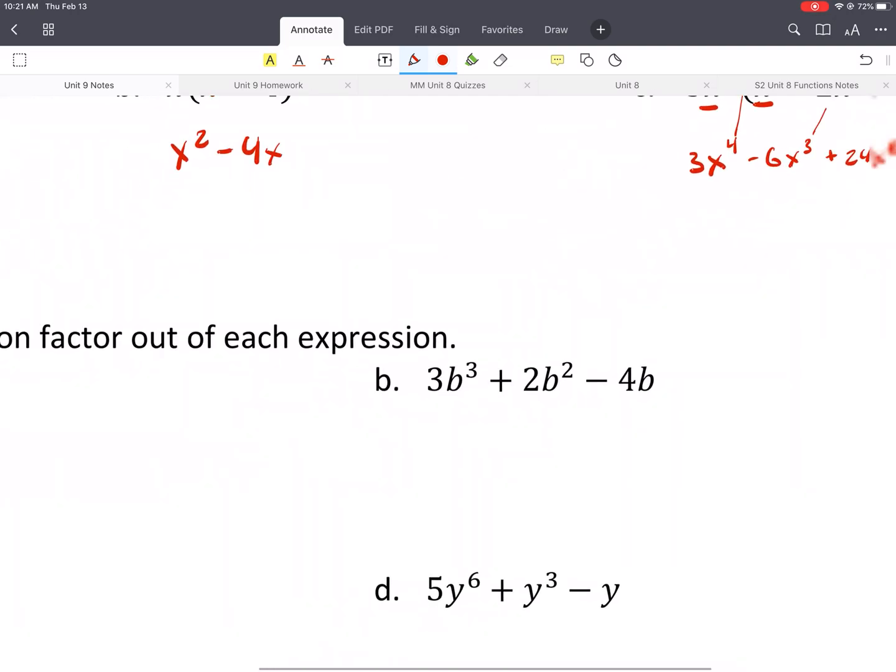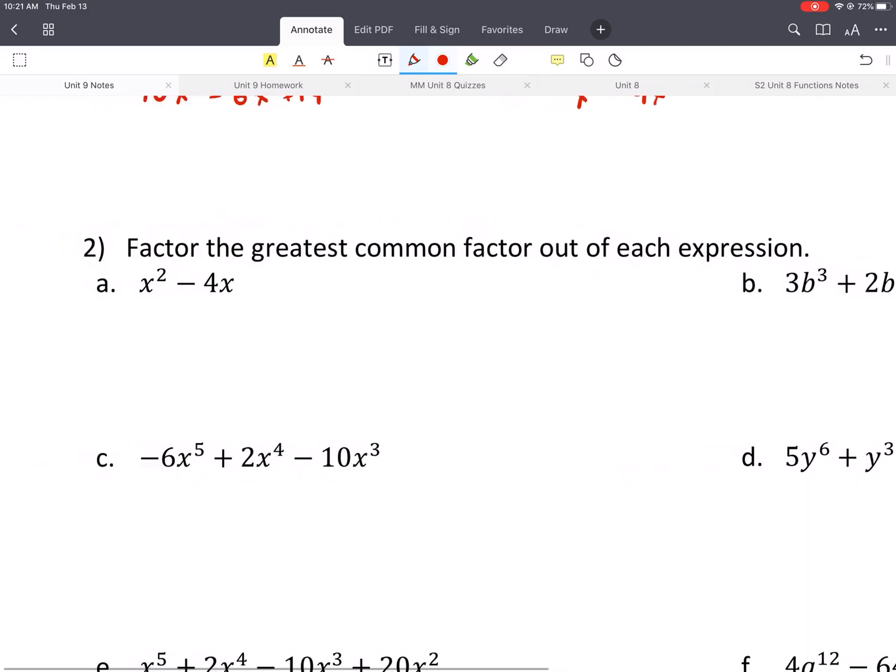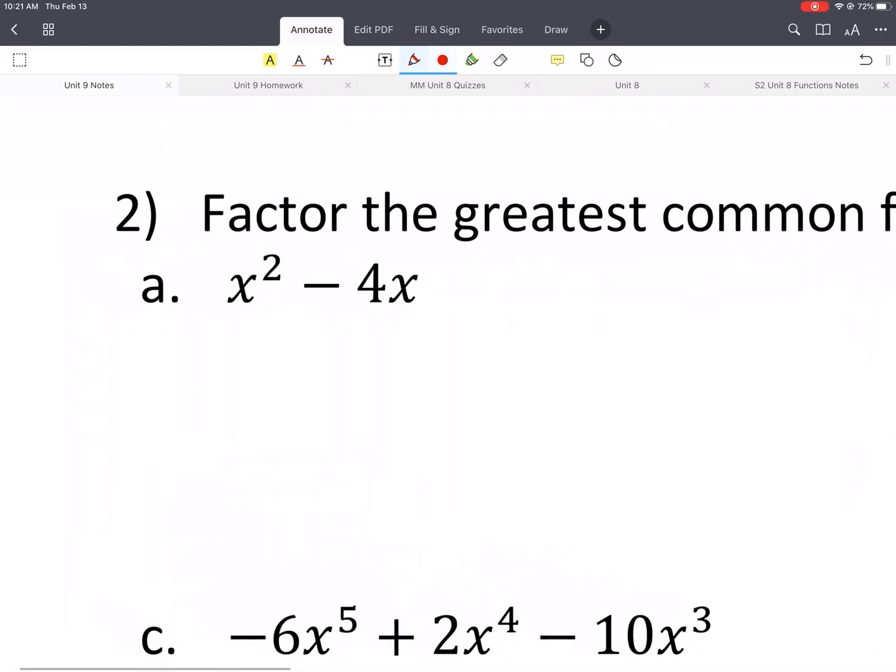Okay? All right, so then let's also talk about factoring out the greatest common factor. So we can always factor out the greatest common factor for the numbers and also for the variables. So if we look at A, the greatest common factor for the numbers would just be 1. Okay, you could put a 1 in front of the x squared if you'd like. But still, the only thing that can divide 1 and 4 is 1. So our greatest common factor for the numbers would be 1.